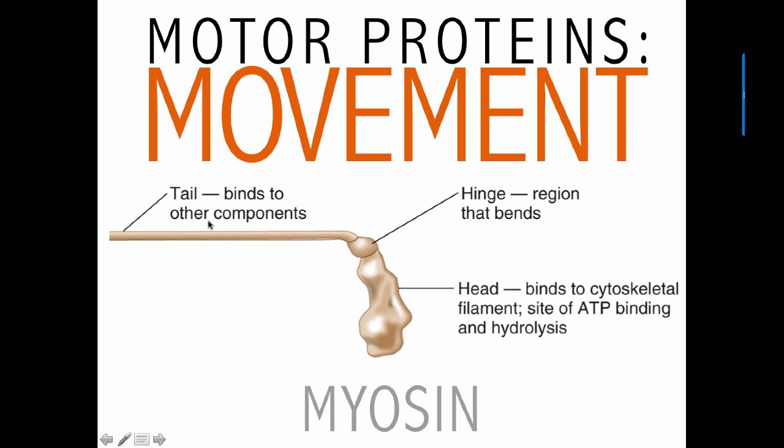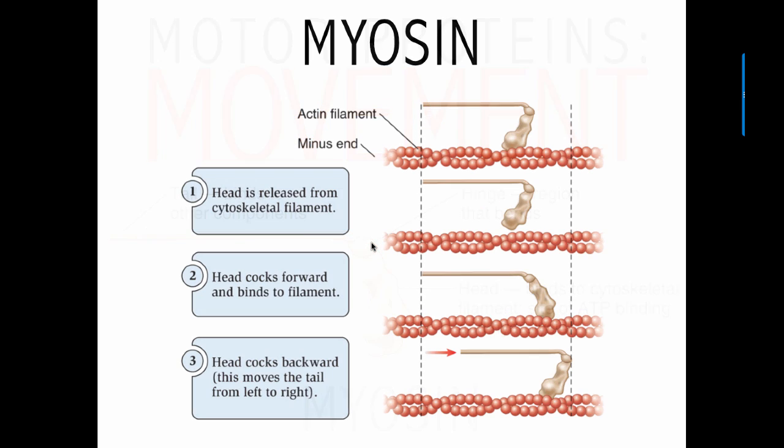Myosin has this tail domain, and that will bind to other structures in the cell. It could be a part of the cytoskeleton, it could be some vesicle carrying neurotransmitters in a neuron, that kind of thing. The hinge is exactly what it says. It's a flexible region that can bend. And then there's the head down here, and that will bind to one of the parts of the cytoskeleton, maybe a microfilament or a microtubule. It also binds ATP and hydrolyzes the ATP. And as you'll see in a moment, when that happens, you can get the hinge region here to flex, and that can create movement.